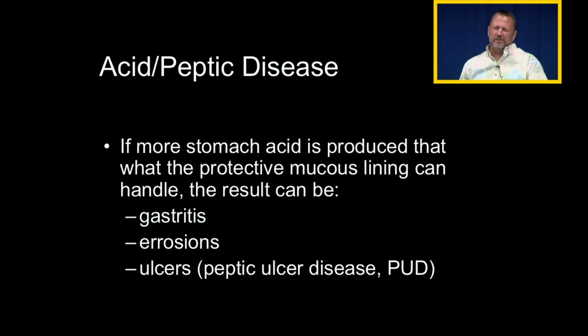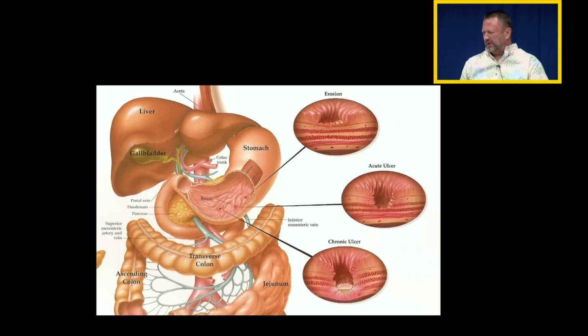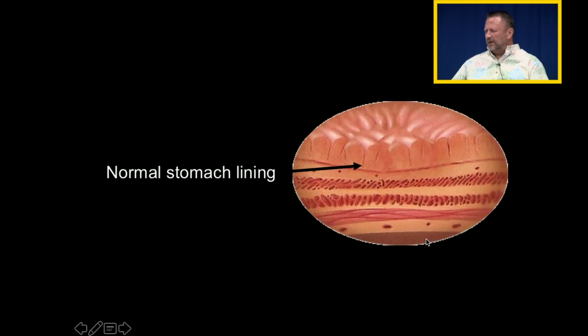So if we make more stomach acid than what the protective lining can handle, then we can end up with gastritis, erosions, and ulcers as well. And so I think we have some pictures of that. If you go to the doctor's office, they might have this cartoon right here showing us the difference between erosions and ulcers. And so anyway, here's a normal stomach lining.